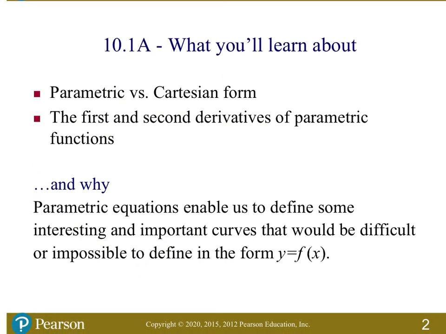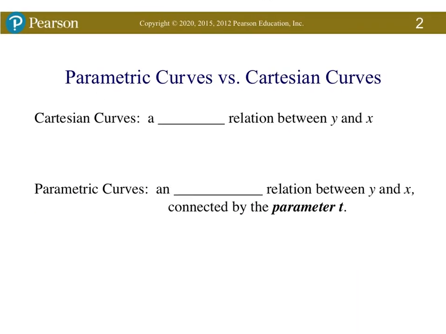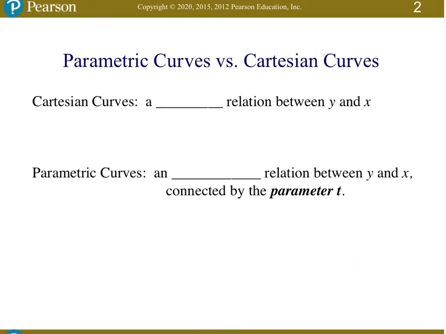We're going to review the difference between a parametric and a Cartesian form of an equation, and then we'll learn how to do the first and second derivatives of parametric functions, and then apply those to tangent lines and concavity and stuff like that. So just to review, a Cartesian curve is a direct relationship between x and y. And so most often, those are expressed as y equals and then some sort of function of x.